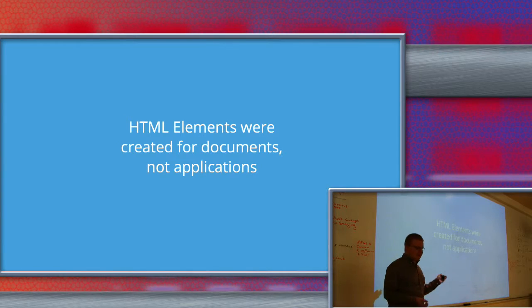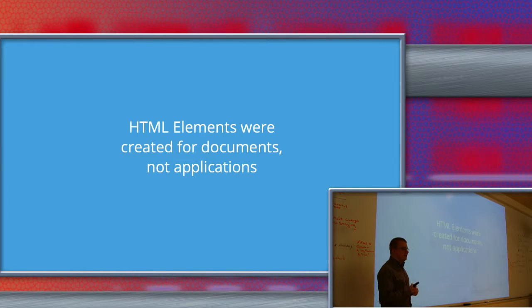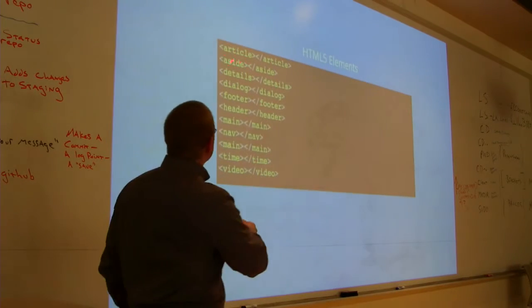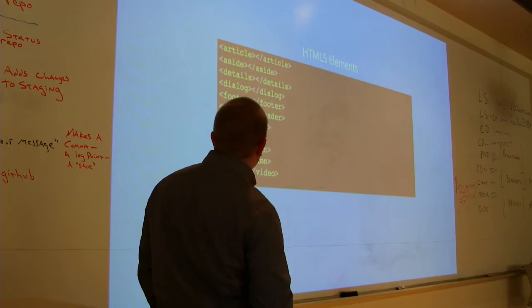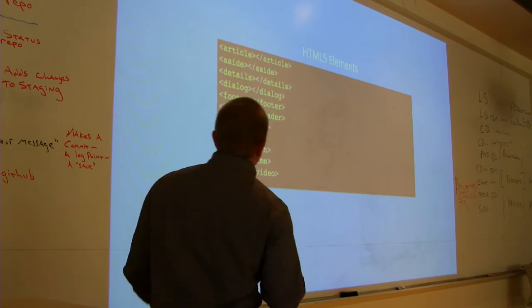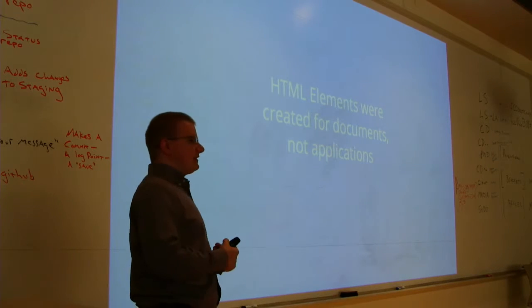This is my proposal here, that HTML elements were created for documents, not applications. I think even during the HTML5 time period, when we were building up all these new elements, most of these are made for documents. We look at these like article, aside, nav. A lot of these are more focused around content-driven sites, document-driven sites, as opposed to applications.